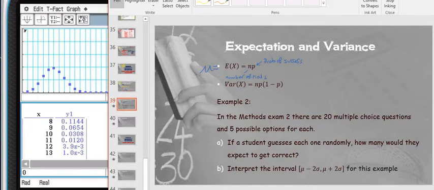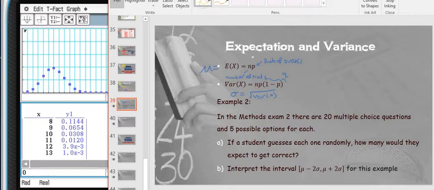Our variance, np times 1 minus p, and remember this value here, 1 minus p, is also the same as our Q value, the probability of failure. We might need to work out our standard deviation, and hopefully you remember our standard deviation is still just the square root of the variance.